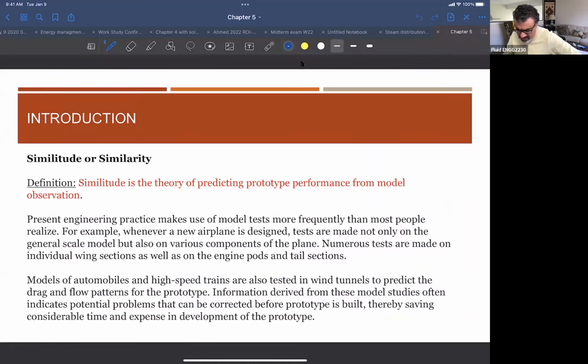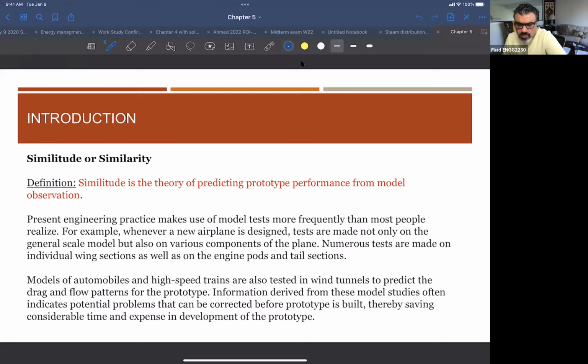So similitude is basically a theory of predicting prototype performance from a model observation. Simple wording here, right? So we build a model, and we want to make sure how this model will perform if we test it to represent the actual prototype performance. Okay, so basically, before we build, for example, what is given here, like for an aeroplane, we're not going to build the aeroplane and then just fly it and see what's going to happen, right? So what you're going to do is build a model.